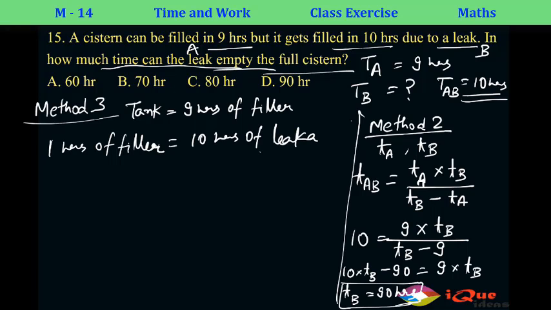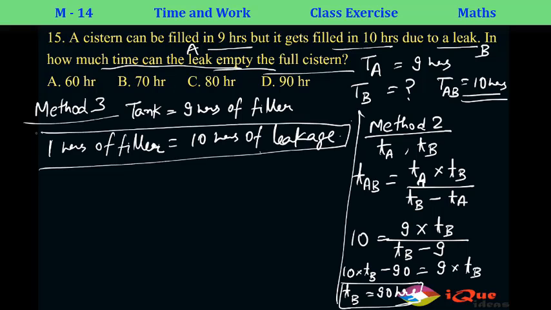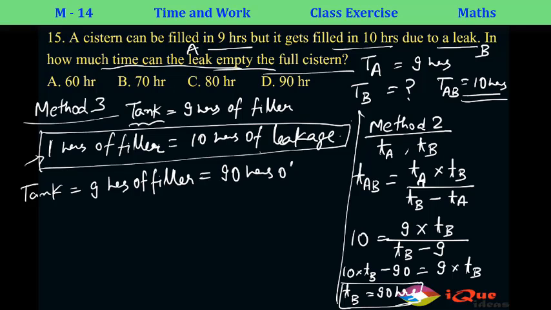This is very important. You can go back and listen to that again. This is a direct statement that you can create. So 1 hour of filler is equal to 10 hours of leakage. Now, if I want to find the tank, tank is equal to 9 hours of filler. So what you should do is, in this equation, multiply by 9 on both sides. You will get 9 hours of filler equal to 90 hours of leakage.